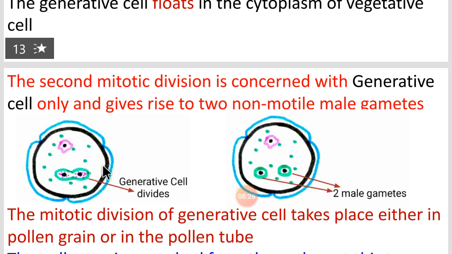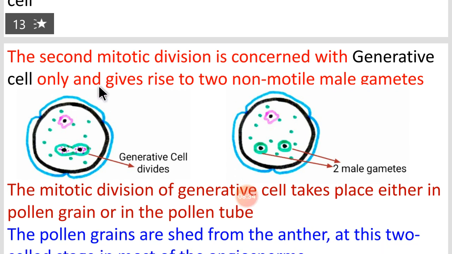Now the second division. What happened with that two cell stage? It goes for the second division, which concerns the generative cell only, and gives rise to the two non-motile male gametes.